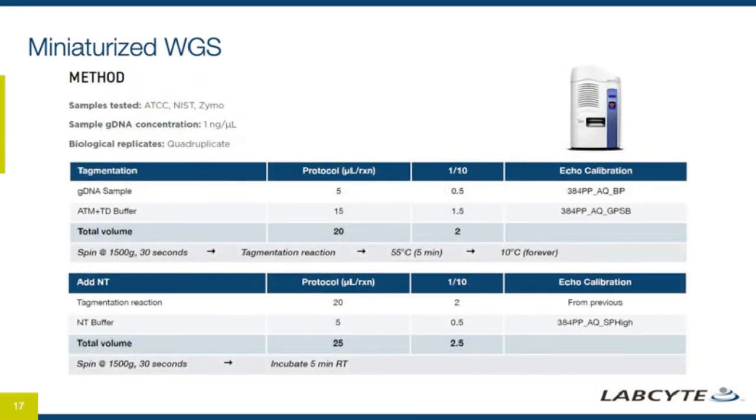So here is a little more detail on the workflow. We tested 3 samples: ATCC, NIST had a challenge sample that was done in collaboration with CosmosID, as well as the Zymo microbial standards. These samples were at 1 nanogram per microliter, and we performed quadruplicates. And so you'll see here that we've done a 1 to 10 reduction in volume size, keeping the ratios the same. And on the far right, you'll see that the Echo is able to transfer these solutions, and we have these calibrations for the user that have been validated in-house.